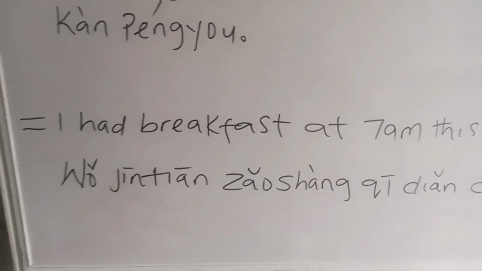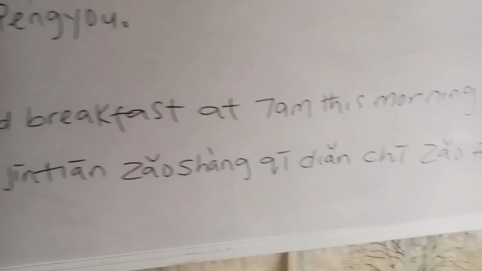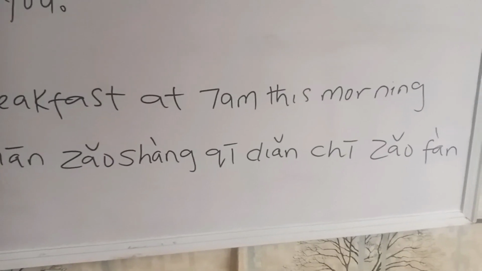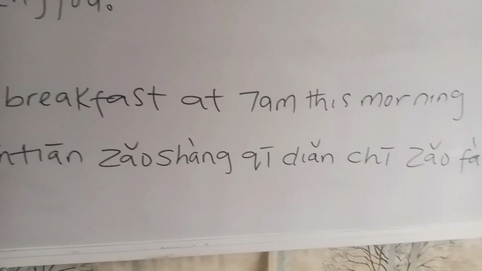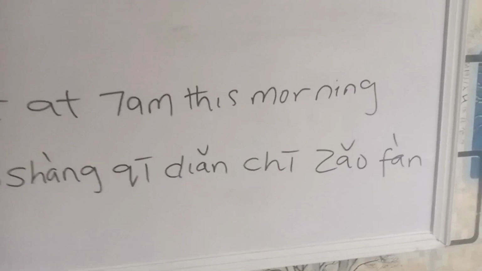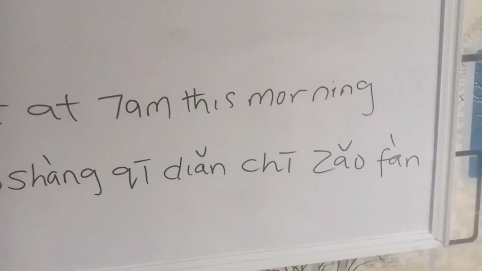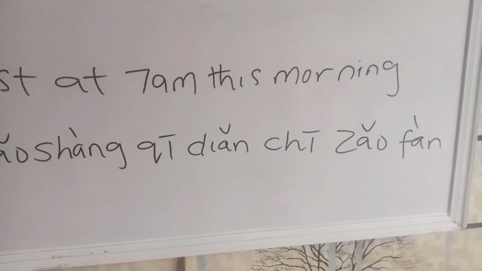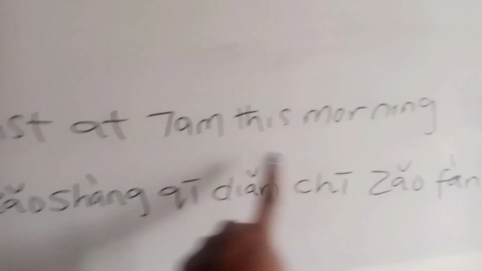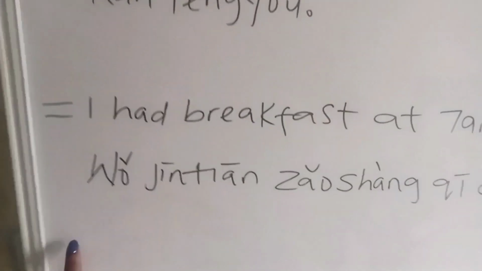Here is the second sentence. I had breakfast at 7 a.m. this morning. This morning is to let us know we are not talking about breakfast of yesterday morning. The subject here is I. And after the subject, you will put today and say morning before you say 7 a.m. So here will be today, morning, 7 a.m. And that is what I did here.